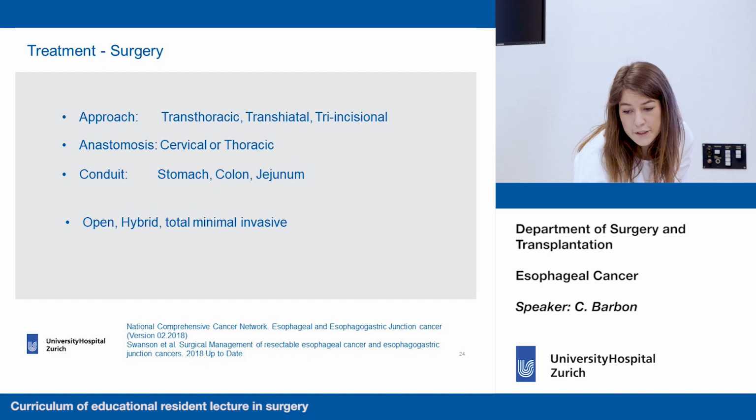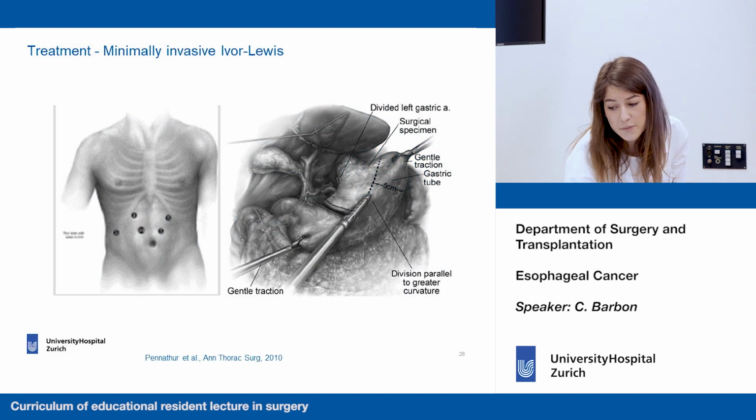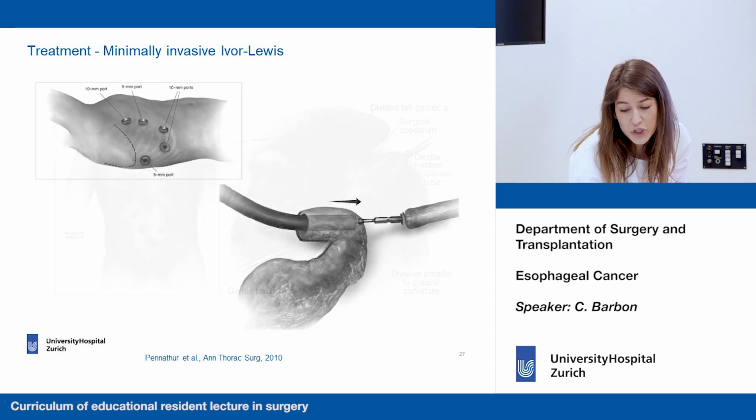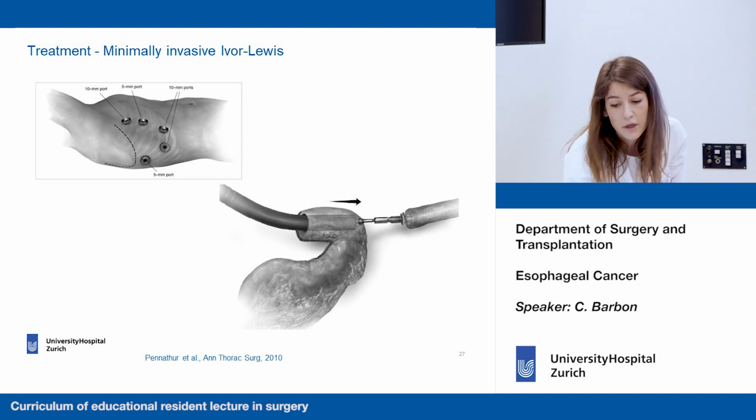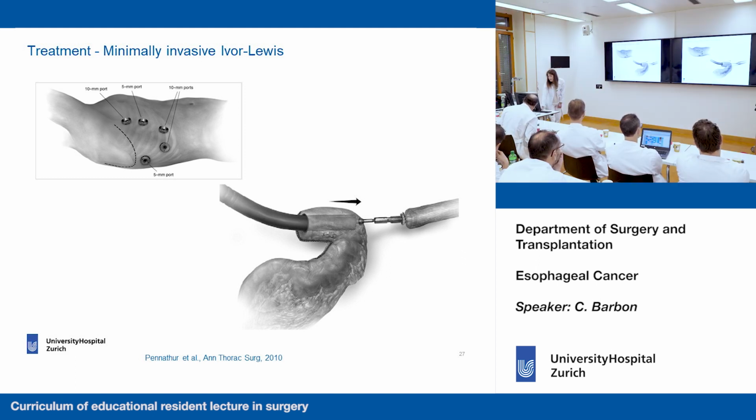The most important technique, the one that is mostly used, is the Ivor-Lewis, which is a transthoracic technique in which the anastomosis is thoracic, and the reconstruction is performed through the stomach. So how do we perform this technique? It has 2 main steps. The first step is abdominal. We have to perform lymph node dissection and create the stomach conduit, and then we turn the patient and perform a thoracoscopy, and we isolate the esophagus. Then we have to pull up the gastric conduit that we have previously created, and then perform an anastomosis between the remaining part of the esophagus and the gastric conduit.